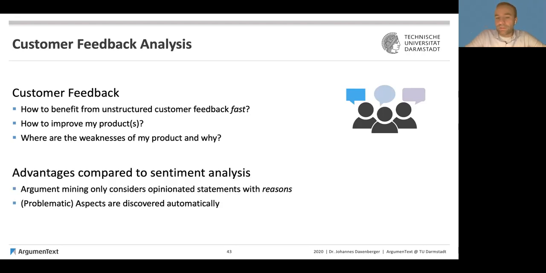The obvious competitor technology, if you want, in that case would be sentiment analysis, which probably most of you are familiar with. However, argument mining is dedicated to considering statements that give reasons. So we don't just assess some opinionated statements, but argument mining requires that actual reasons are given, which in that case are much more helpful to discover problematic aspects, so that hopefully this product could be improved.